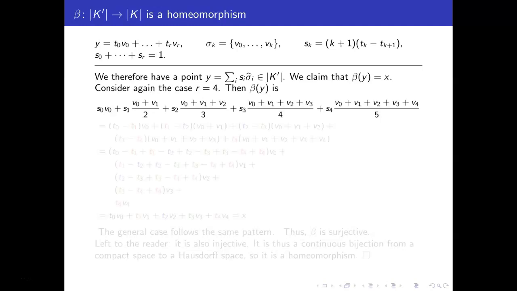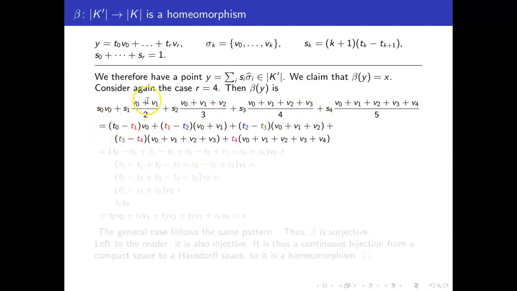Okay, so how does beta y look? So you've got s naught times sigma naught hat, which is just v naught, s1 times sigma 1 hat, which is v naught plus v1 over 2, s2 times sigma 2 hat, s3 times sigma 3 hat, s4 times sigma 4 hat. Remember, sigma 4 hat, you add up all the vertices of sigma 4 and divide by the number of vertices. But remember here that we had this factor of k plus 1 in the definition of sk, and that's going to cancel out this denominator. There's a factor of 2 in the definition of s1 to cancel that, factor of 3 in the definition of s2, factor of 4 in the definition of s3, etc.